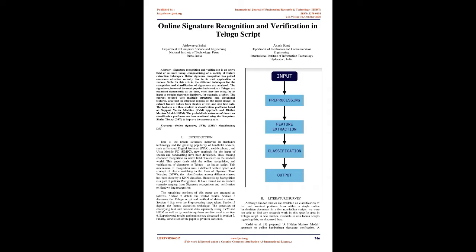The remaining portions of this paper are arranged as follows. Section 2 details the related works. Section 3 discusses the Telugu script and the method of dataset creation. Section 4 lists the pre-processing steps taken. Section 5 depicts the feature extraction technique. The processes of classifying text and non-text data separately using SVM and HMM, as well as by combining them, are discussed in Section 6. Experimental results and analysis are discussed in Section 7. Finally, the conclusion of the paper is given in Section 8.